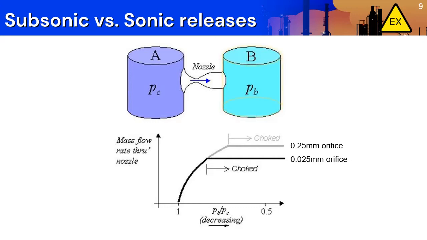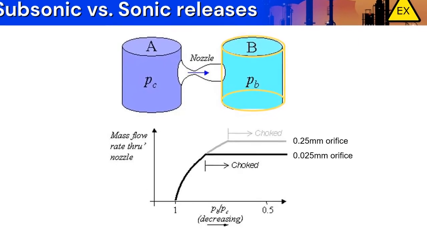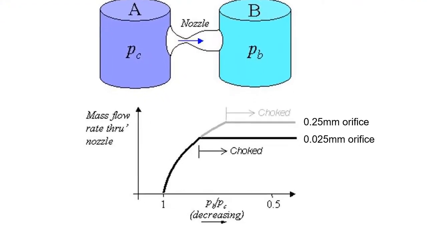Imagine that you are controlling the pressure in cylinder B and measuring the resulting mass flow rate through the nozzle. You may expect that the lower you make the pressure in B, the more mass flow you'll get through the nozzle. This is true, but only up to a point. If you lower the back pressure enough, eventually the flow rate suddenly stops increasing, and it doesn't matter how much lower the back pressure is, you can't get any more mass flow out of the nozzle. We say that the nozzle has become choked.